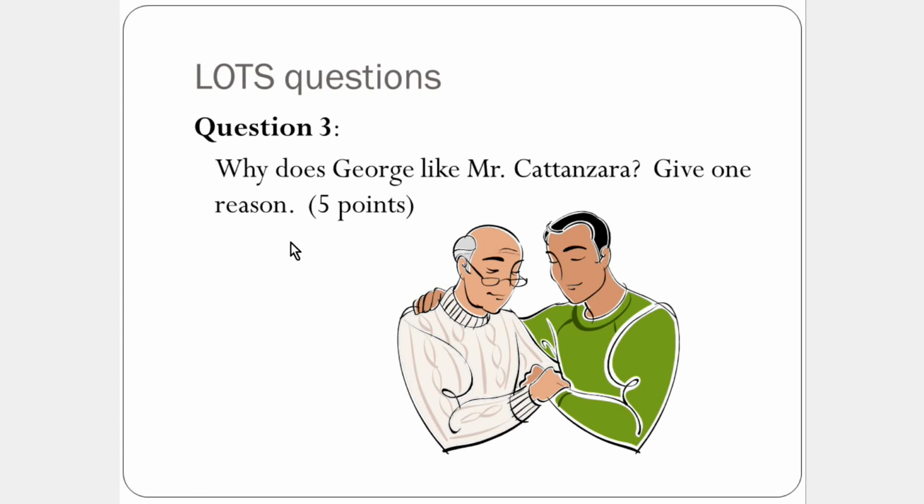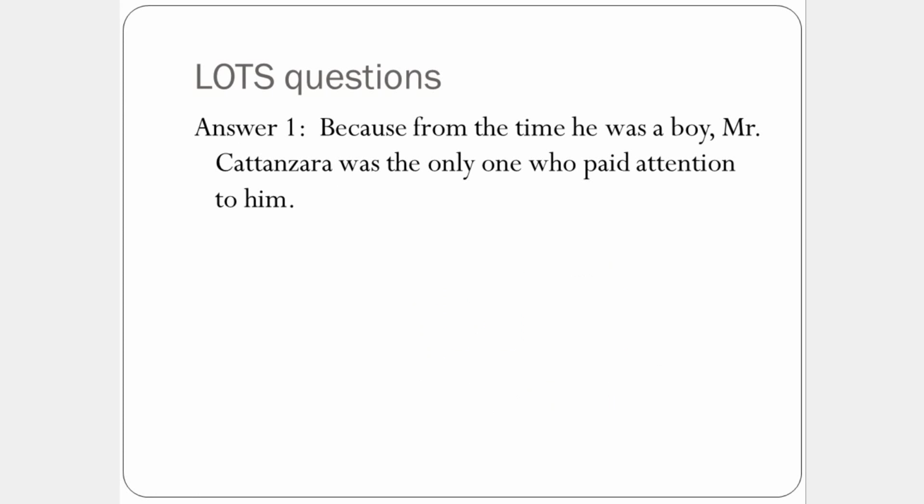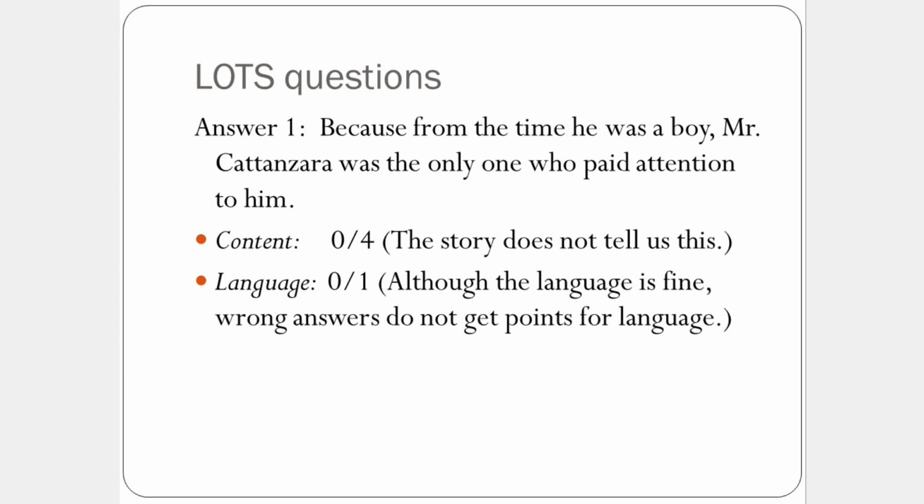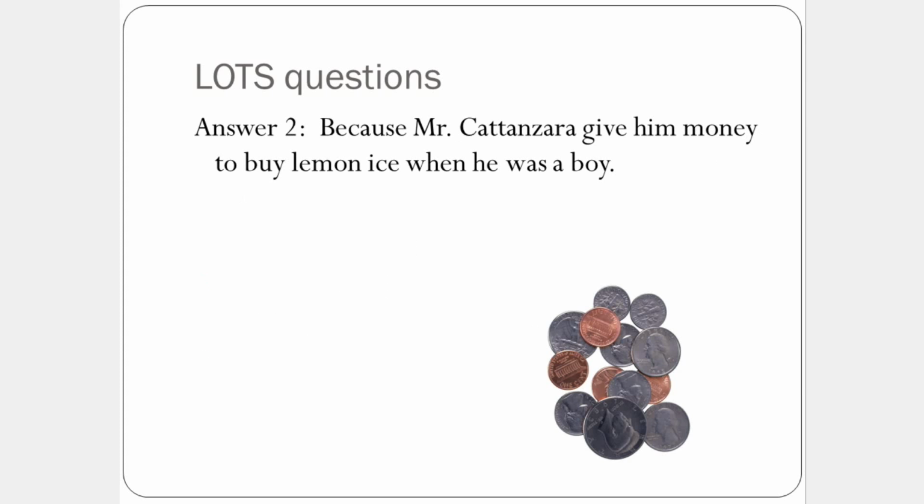The third question, why does George like Mr. Catanzara? Give one reason. The first answer was because from the time he was a boy, Mr. Catanzara was the only one who paid attention to him. And unfortunately, LOTS questions, I remind you, are what is explicitly told in the story. This is not explicitly told, so it gets no points. And therefore, language also gets no points because although the language is fine, once the content is wrong, we don't give language points. So this question got a total of 0 points.